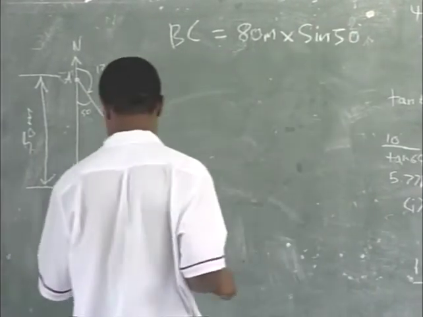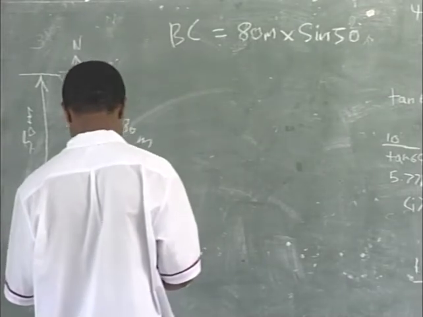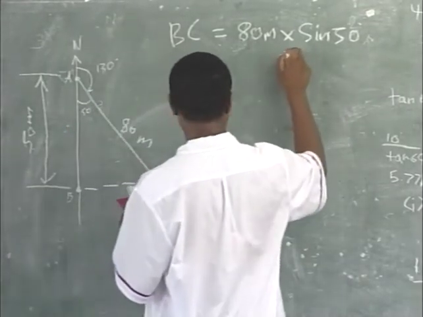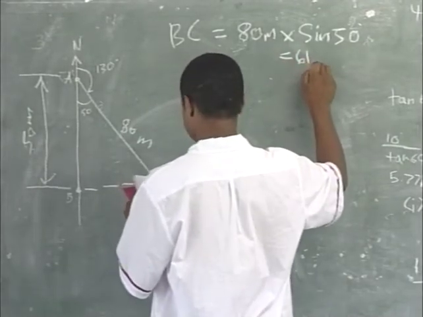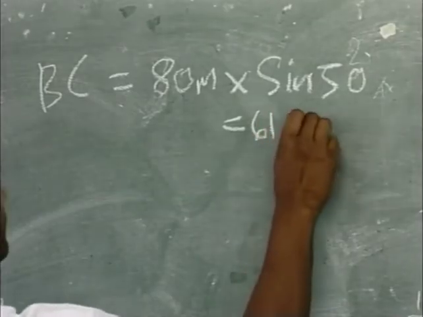This one will be sine 18 equals d over 80. So the distance is 24.72. The direction is you have to find this angle here, and then just add it to 270. That's all.